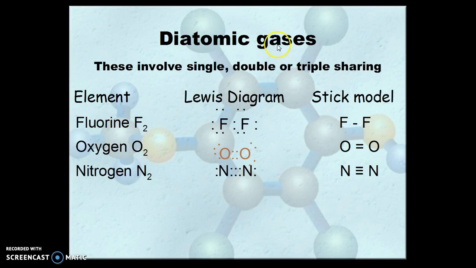Here are the diatomic gases in their Lewis diagram and stick model. You'll notice fluorine has 1 bonding orbital, oxygen has 2, and nitrogen has 3. Because nitrogen has 5 valence electrons, oxygen has 6, and fluorine has 7.